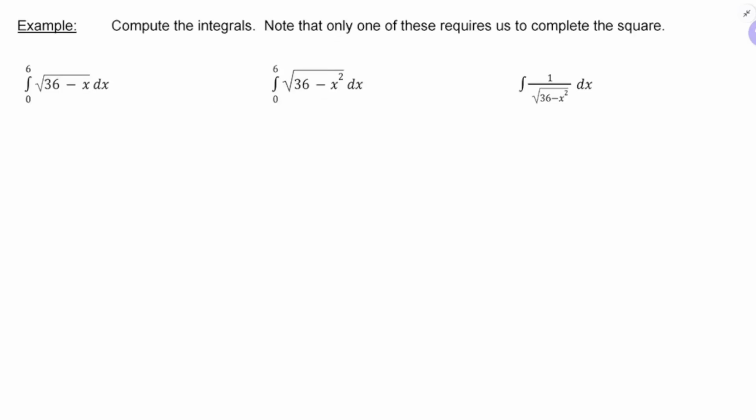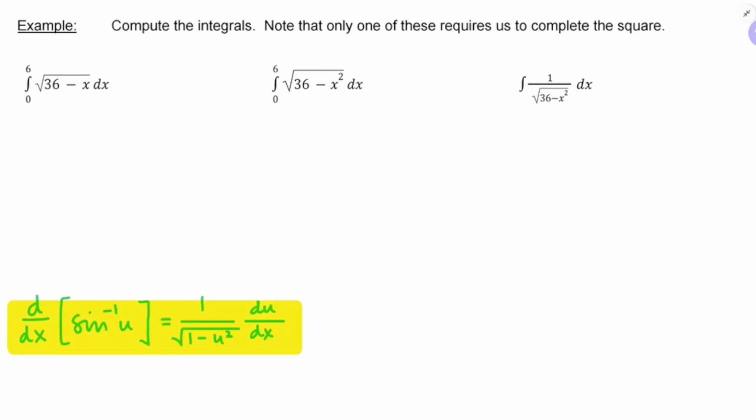So now, like I said earlier, we're going to need to also think about integrals that come back and are related to arcsine. So I need to remind you of the derivative of arcsine. If we take the derivative of arcsine of a thing, that's 1 over the square root of 1 minus that thing squared, times the derivative of that thing for the chain rule. Notice that only one of these is really going to fit into that pattern. It's going to be the third one, right? Because the others aren't exactly that. It's not 1 over the square root of something minus something squared.